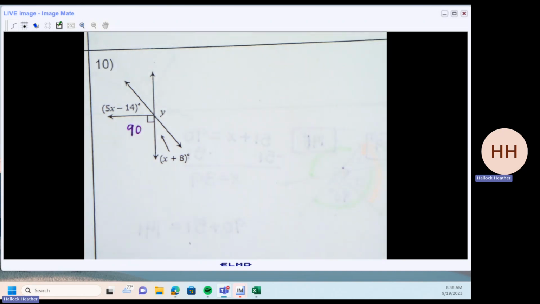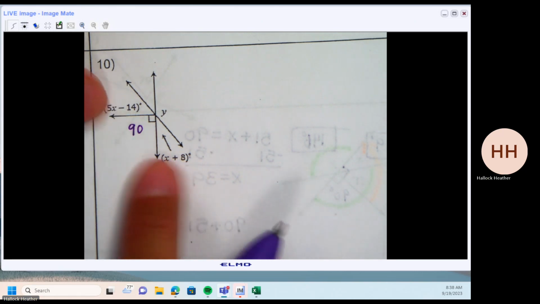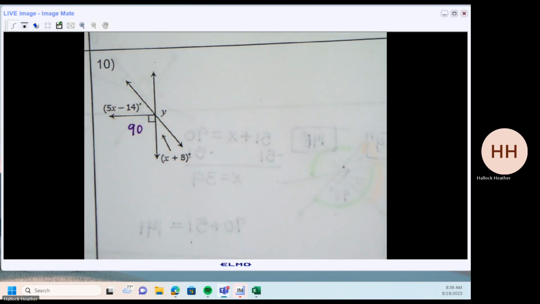The square is 90, okay. So I'll put that in my picture, that'll help me. I know that angle is 90. What could I do with the 90, the 5x minus 14, and the x plus 8 to help me solve for x? What are they going to be equal to in total?